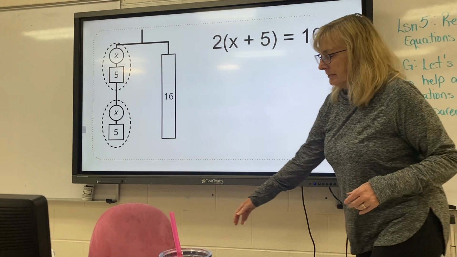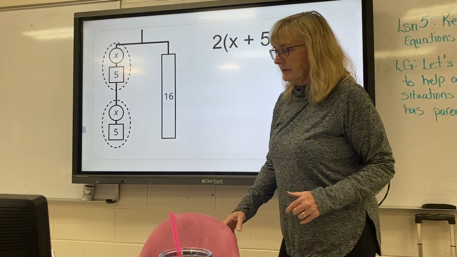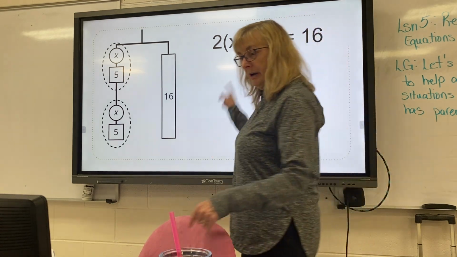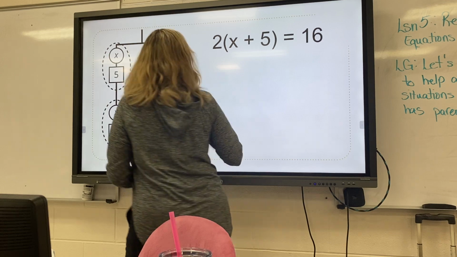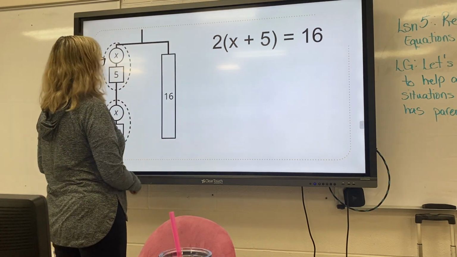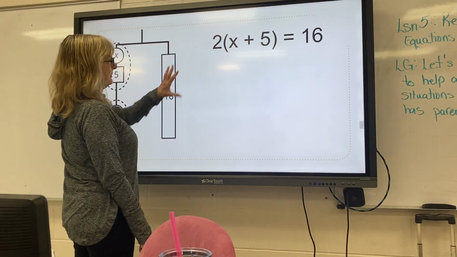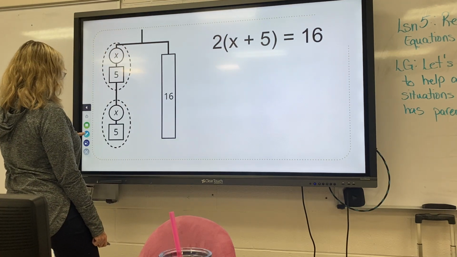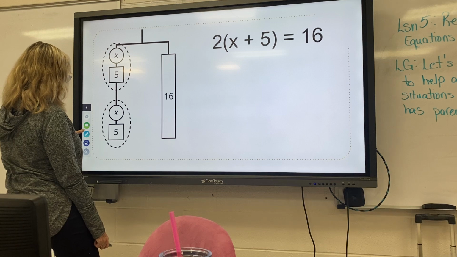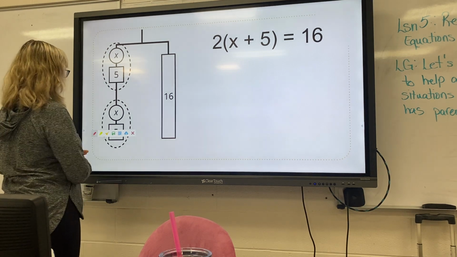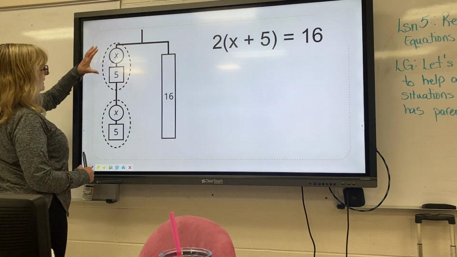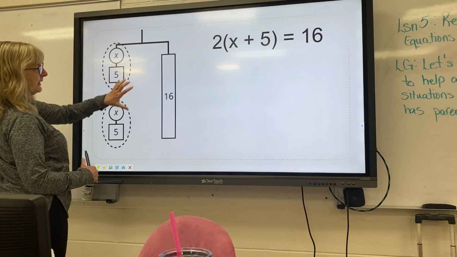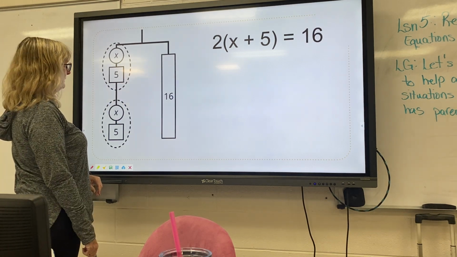So we are being asked to find the value of x in this hanger diagram and this equation. So we're going to start working with both so you can kind of see how we're going to go from this to that. So looking at this hanger diagram, what do you see? Well, I see two groups of x plus 5 is balanced with 16.